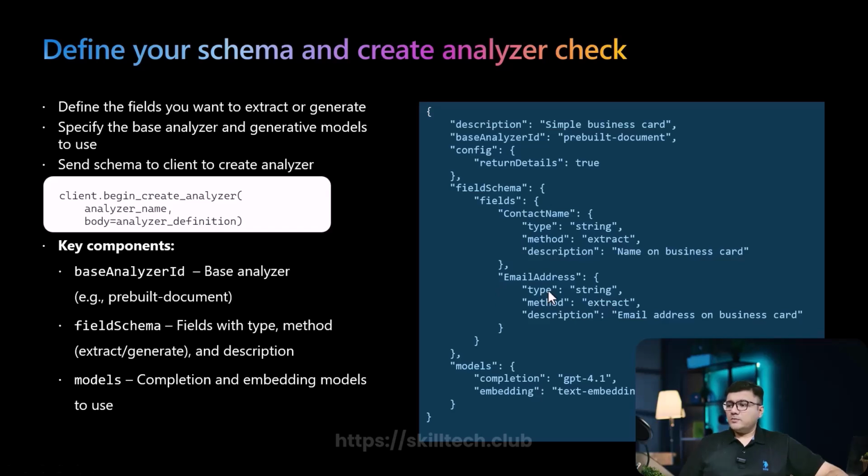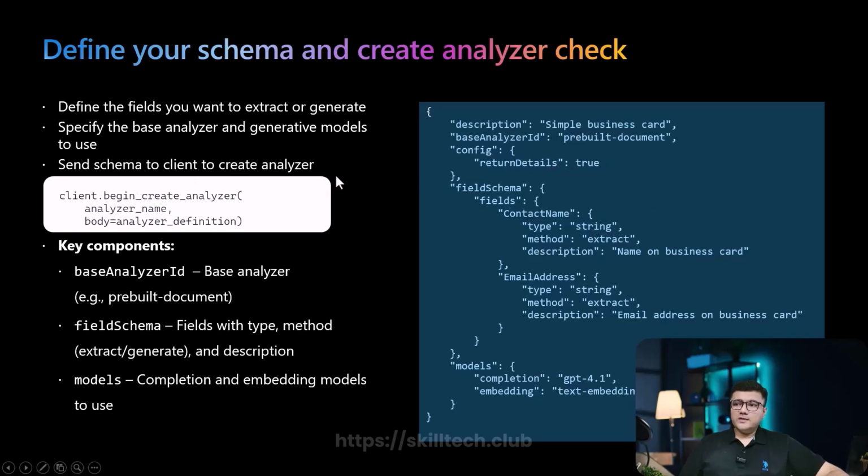And it is also showing me what kind of completion models are going to be used with this. A completion model is GPT 4.1, while the embedding model is going to be text embedding 3 large, which is actually used inside this. Remember, when you do this, you can define the fields which you want to extract or generate. And then you can specify the base analyzer and generative models to use for this. Using this, you can create this as a custom analyzer. And we will be doing this also in that particular lab.